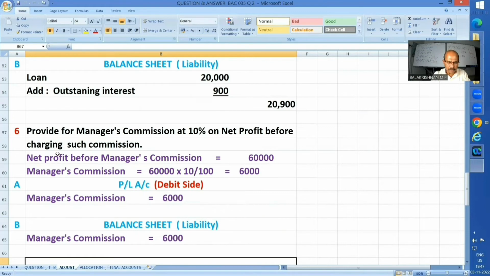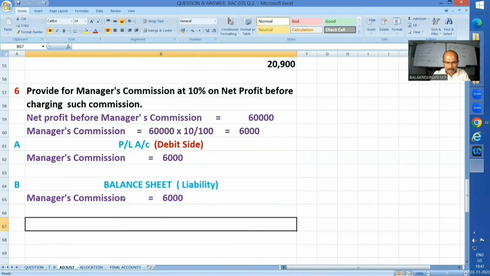As you go on doing the sum, you'll find that the credit side minus debit side, there is a profit at this stage of 60,000. Just take the 10% of that, that is 6,000. So manager's commission is 6,000. They have agreed, and the author also has agreed to that in the book. I checked it, and the balance amount will be your net profit. So that much we have done.